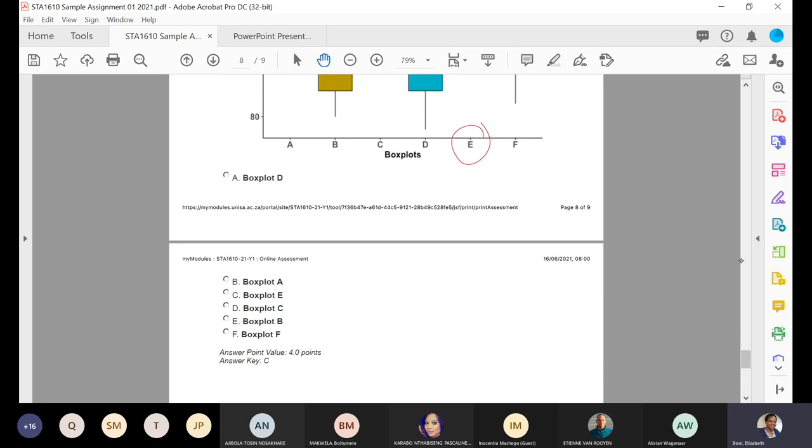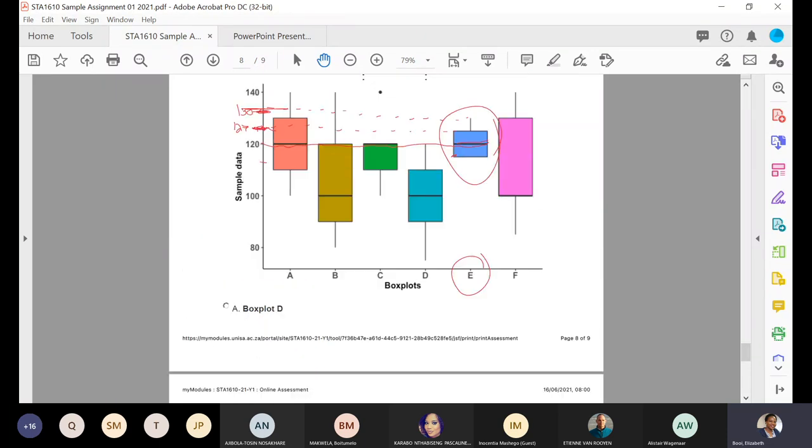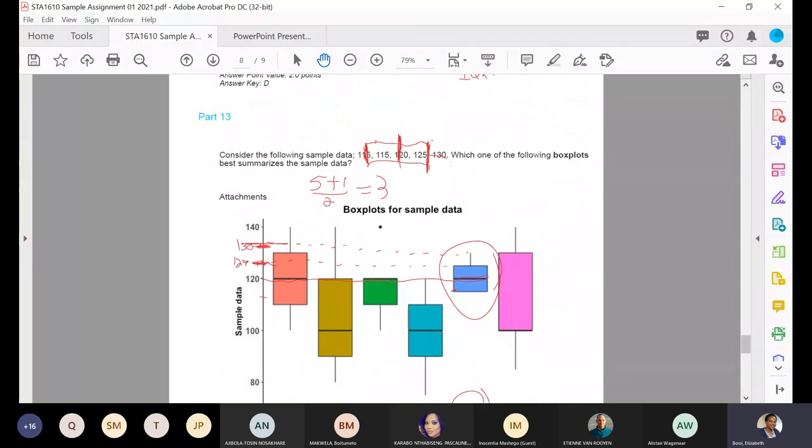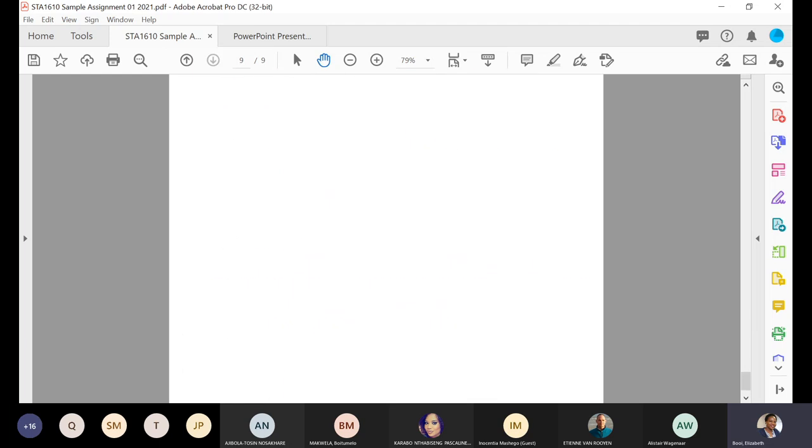4 marks. So probably, I'm not sure if you guys got a free mark for this one as well, or maybe it's only for those who got this question with this data set. Okay, so that concludes our session.